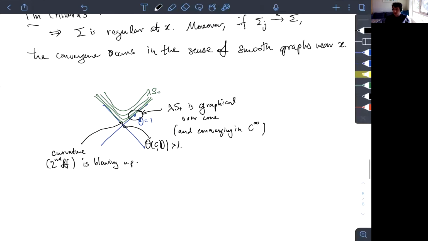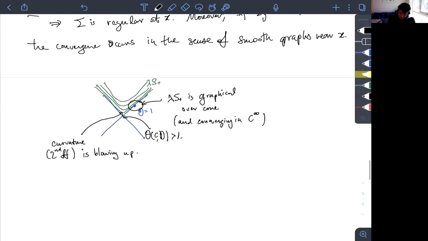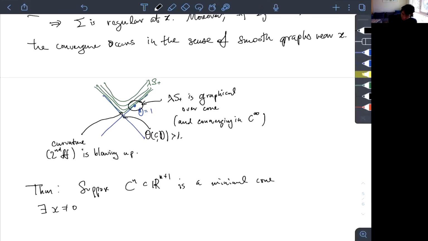Okay. And so finally, the last thing I want to talk about in this lecture is what's called cone splitting. So you suppose you have a minimal cone, and that there exists a point x, which is not 0, such that the density of the cone at x is equal to the density of the cone. And I'll remind you that this is equal to theta of 0. Sorry.